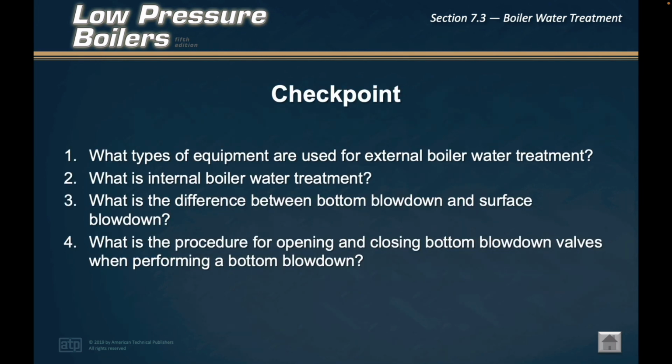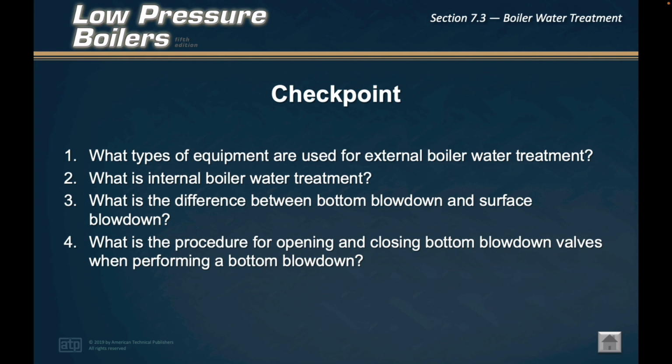Okay, checkpoint. Number 1. What types of equipment are used for external boiler water treatment? Types of equipment used for external boiler water treatment include pre-treatment, such as filters and water softeners, deaerators, packaged feed water systems, surge tanks, and chemical feeders.